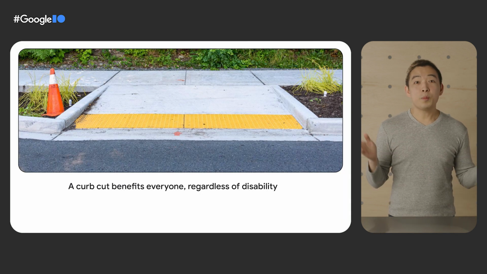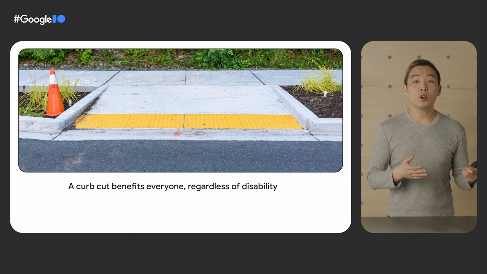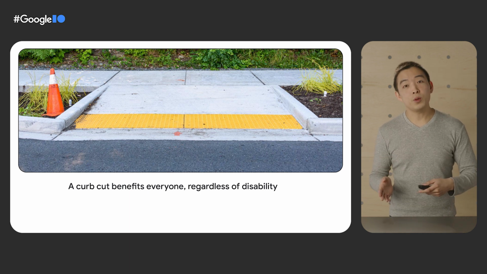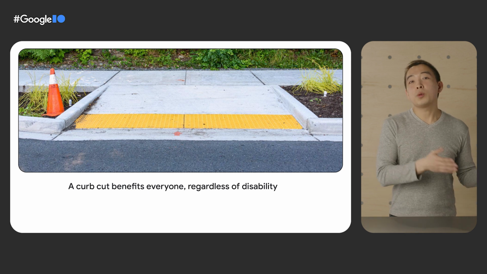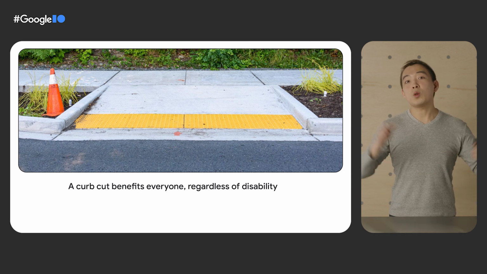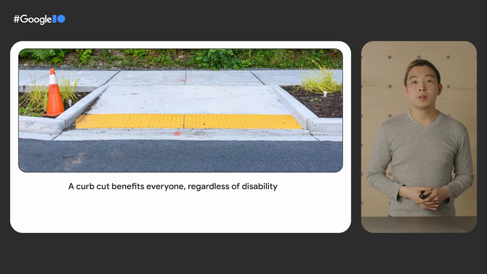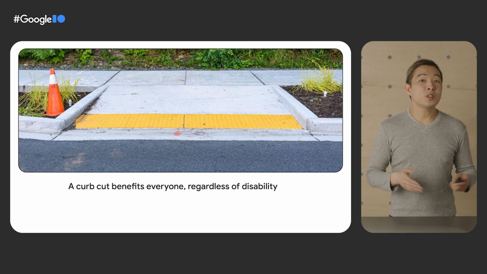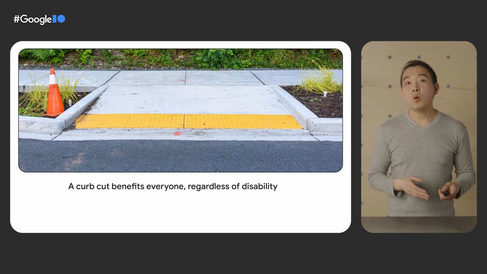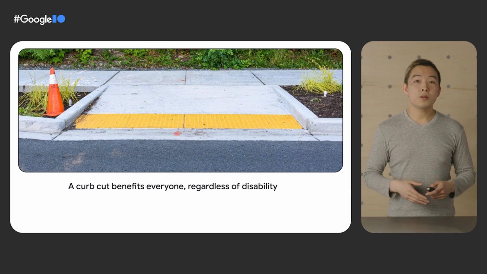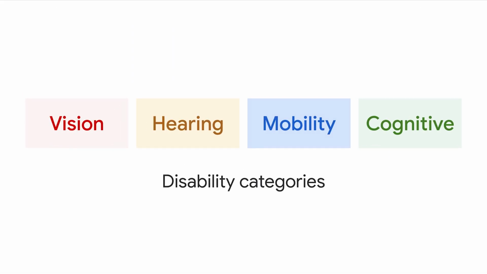A curb cut would benefit all three of these groups, even though curb cuts were originally added just for people with permanent disabilities. And this is just one example where building for accessibility has benefits that ripple out to everyone. This is true for many features we take for granted today, like if you've ever relied on video captions or automated captioning on video calls. There are many different types of disabilities, even more so when you include temporary and situational ones.